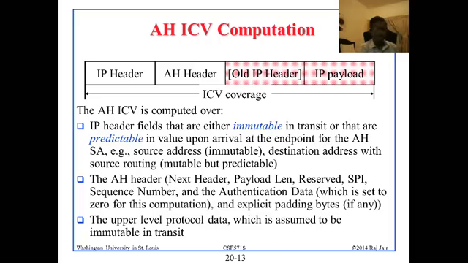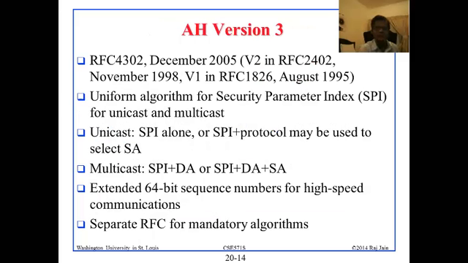All right, if nobody has a question, then we move on to AH version 3, which is the latest version, and it came in 2005. Basically, it has a specified algorithm as to how you set the SPI for unicast and multicast.